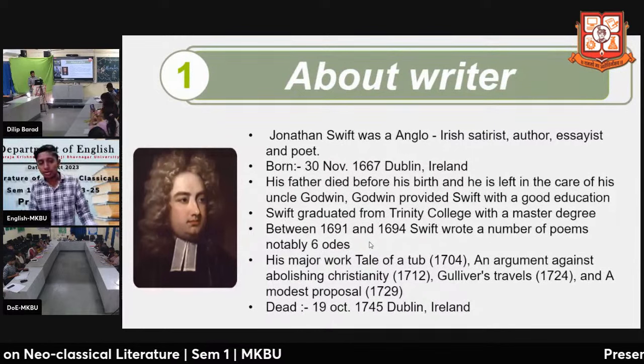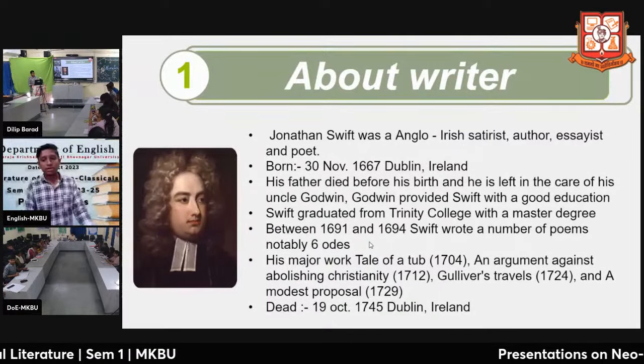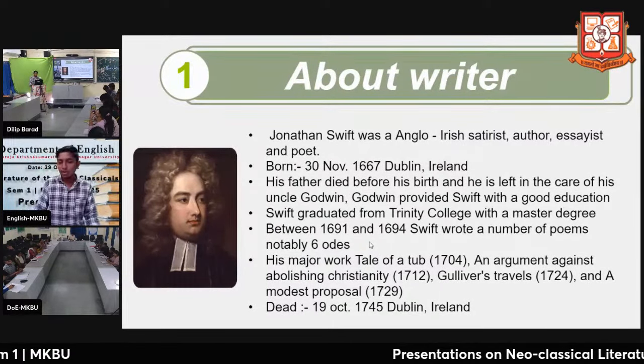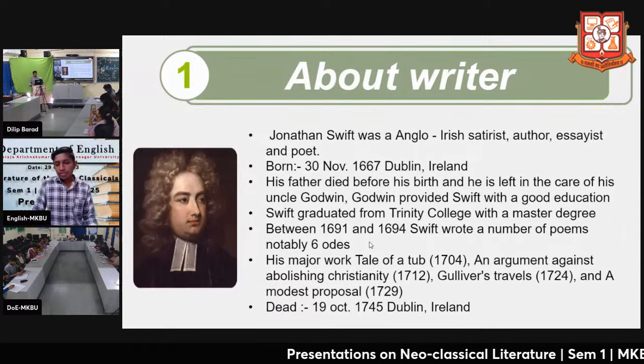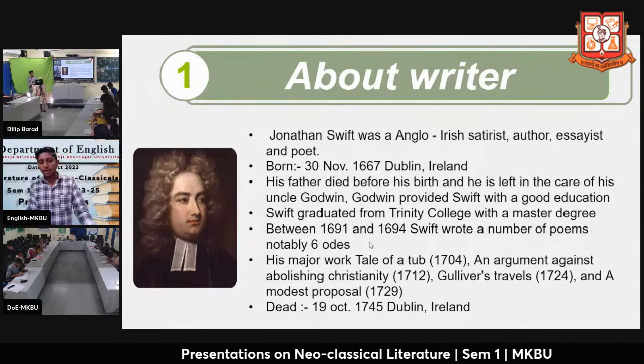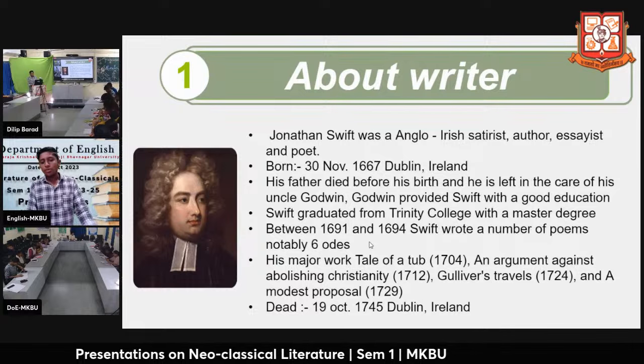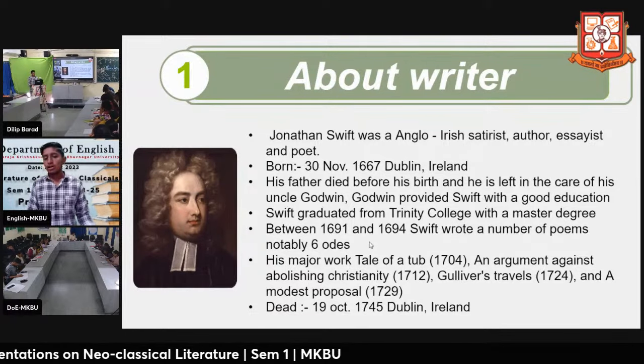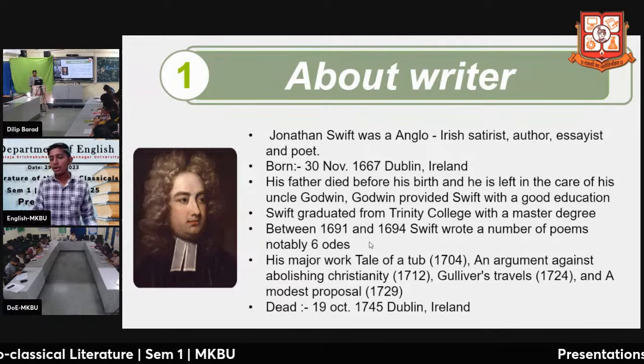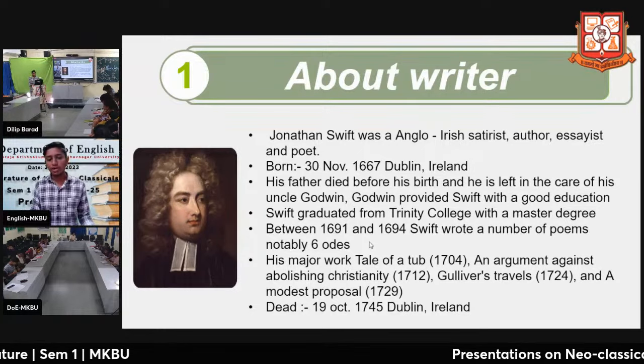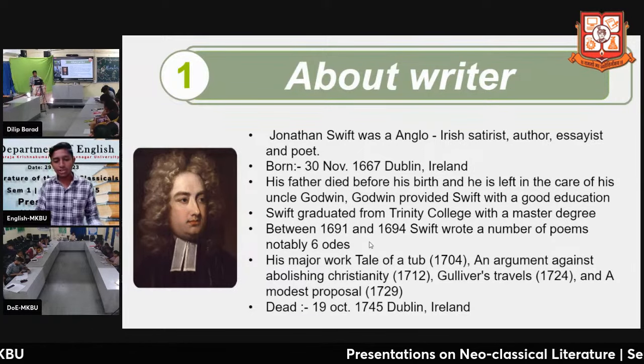About the writer. Jonathan Swift was an Anglo-Irish satirical author, essayist, and poet. He was born on 30 November 1667 in Dublin, Ireland. His father died before his birth, and he was left in the care of his uncle Godwin. Godwin provided Swift with a good education. Swift graduated from Trinity College.